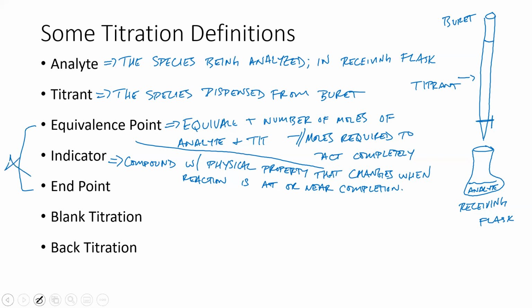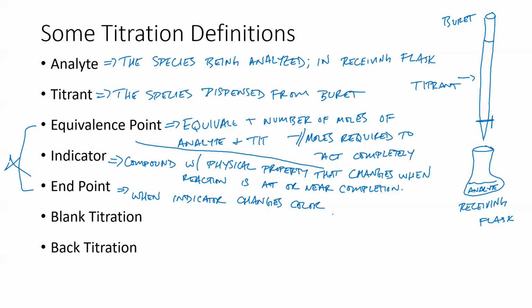Now, equivalence point and endpoint, these two get confused a good bit. They are not the same thing. The endpoint is whatever point at which the pH, the indicator changes color. So it's sort of our signal that the reaction is over. This is why we want an indicator that has a color change that's near the equivalence point, so that we don't see the color change and then have to keep going for, add another 5 milliliters or something. We don't want that to happen.